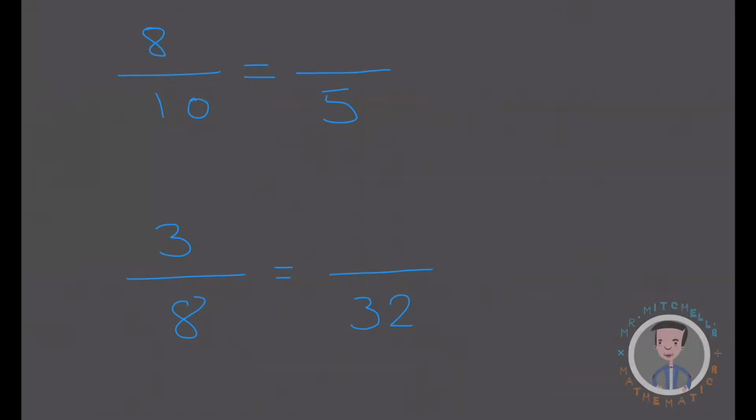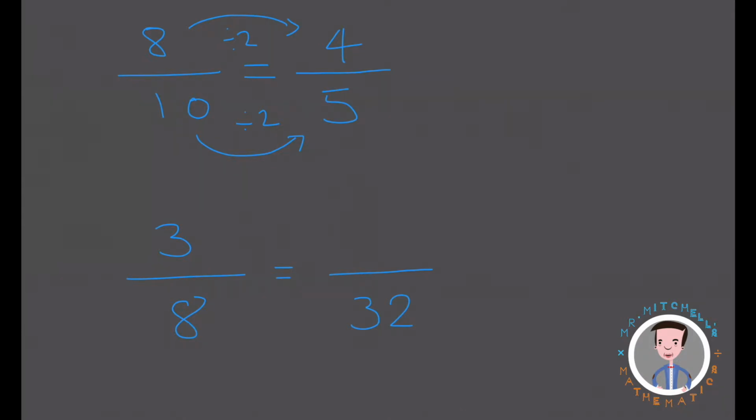Great, so this is what you needed to do for each of the examples. Firstly, in this case, where it's 8 over 10 equals something over 5, we need to work out what you need to do to 10 to get to 5, and what you need to do is divide it by 2. So 8 divided by 2 is 4. Therefore, 8 over 10 equals 4/5.